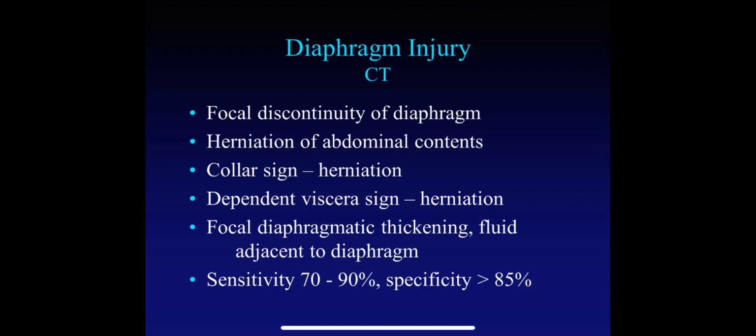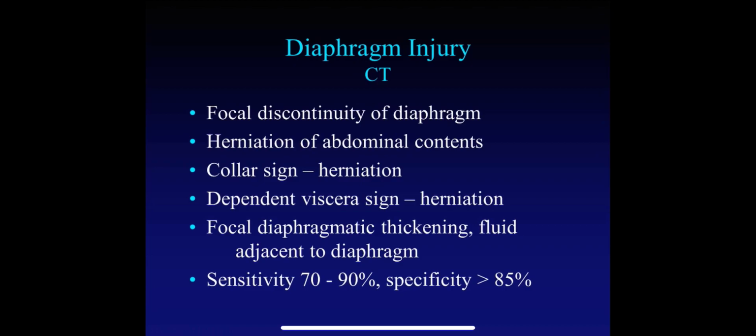On CT scan, several findings have been described in the literature. Classically, you can see a focal discontinuity of the diaphragm that indicates diaphragm injury. One obviously looks for herniation of abdominal contents. A collar sign is a finding seen in herniation. The dependent viscera sign is a finding of herniation.